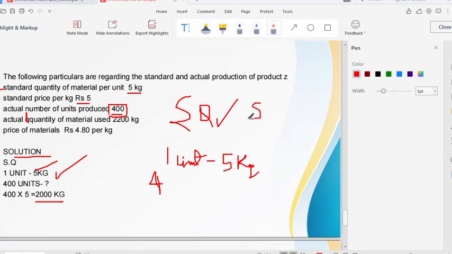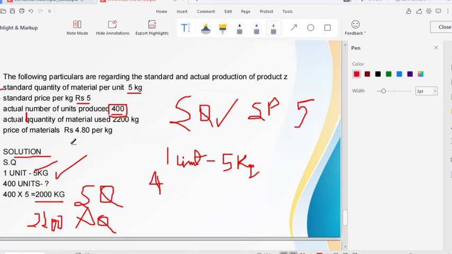And what about the standard price? Remember, the standard price will be per unit only, or per kg. Here they have mentioned that the standard price per kg is 5 rupees. So the standard price will be 5. Actual quantity of material used is 2200. Standard we already got, that is 2000 kg. And what about the actual quantity? The actual quantity given in the question is 2200. I hope it is clear to you.